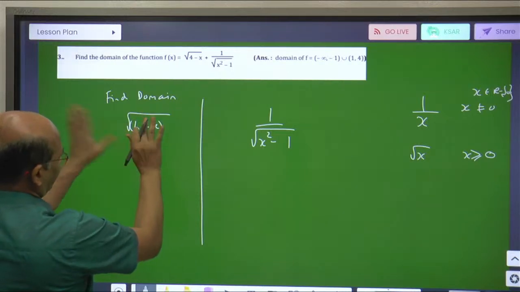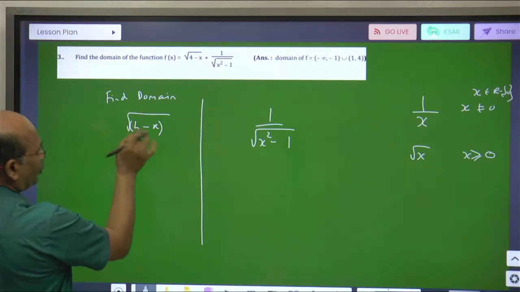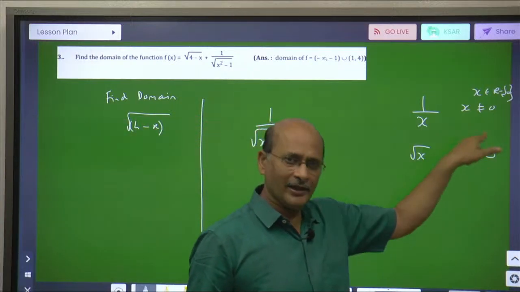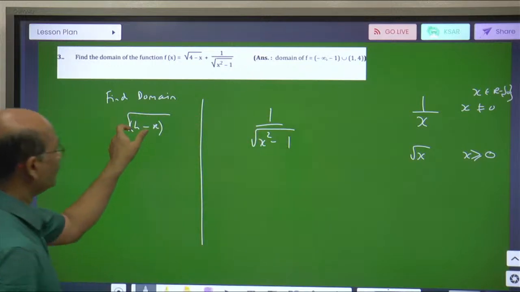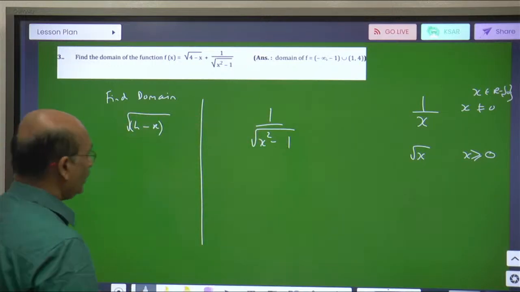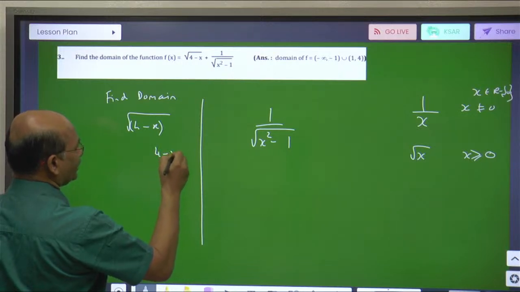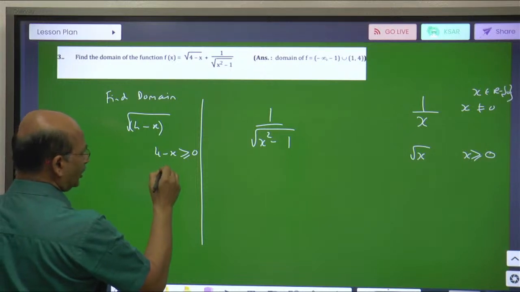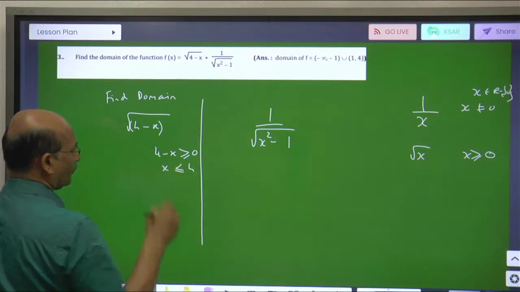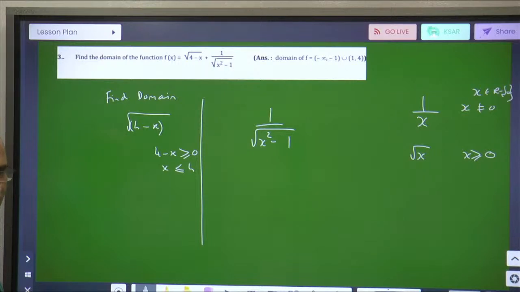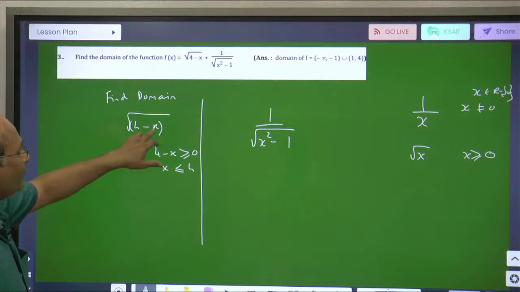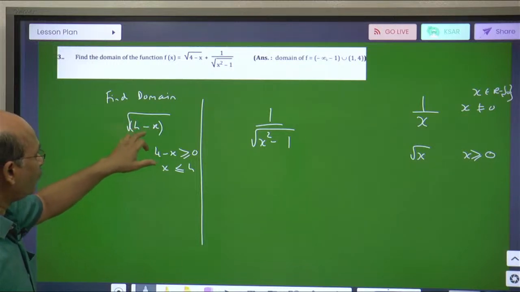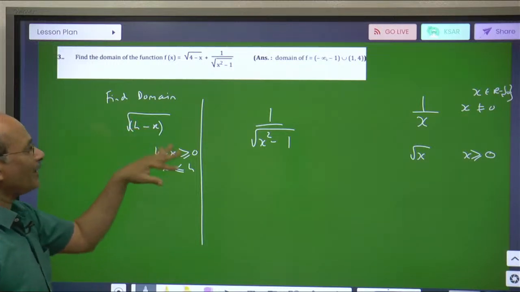Now this is the numerator, so I have no issue at all. But it is root of something. So root of something means the expression inside must be greater than or equal to 0. Why? Because this 4 minus x cannot be negative. That means 4 minus x should be greater than or equal to 0. So in short, x will be less than or equal to 4. Do you agree with this? As soon as x becomes 5, this 4 minus x will become negative. So root of negative is not defined.